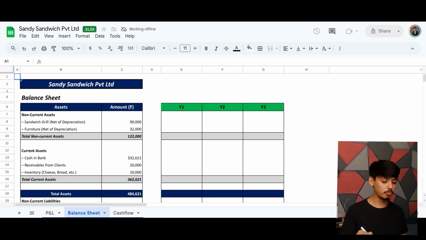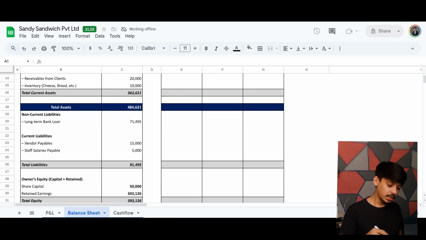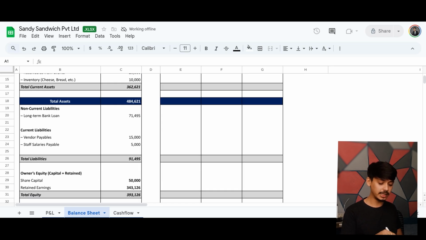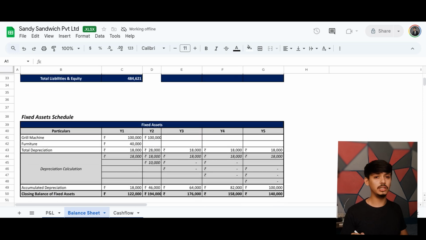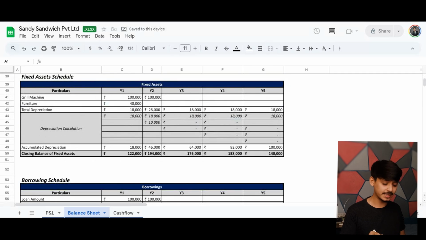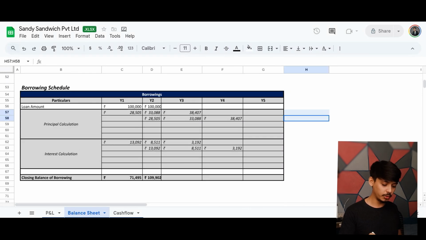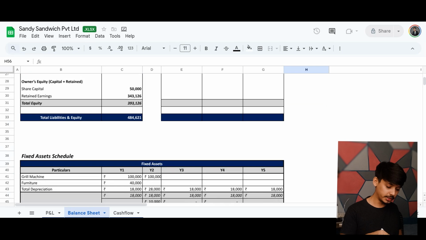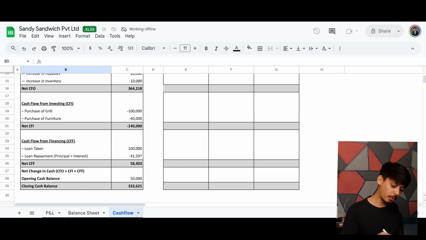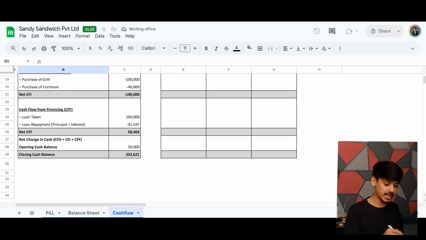Next is the balance sheet, where we are going to model non-current assets, current assets, total assets, non-current liabilities, total liabilities, equity, and then tally the entire balance sheet. Next, we are going to see two schedules which are most important. First one is the fixed assets schedule, then we have the borrowing schedule. And finally, once we complete these two, we build the cash flow statement, which is entirely linked from the P&L and balance sheet. We build it for the first year using CFO, that is cash flow from operations, cash flow from investing, and finally cash flow from financing, and then calculate the net cash flow.